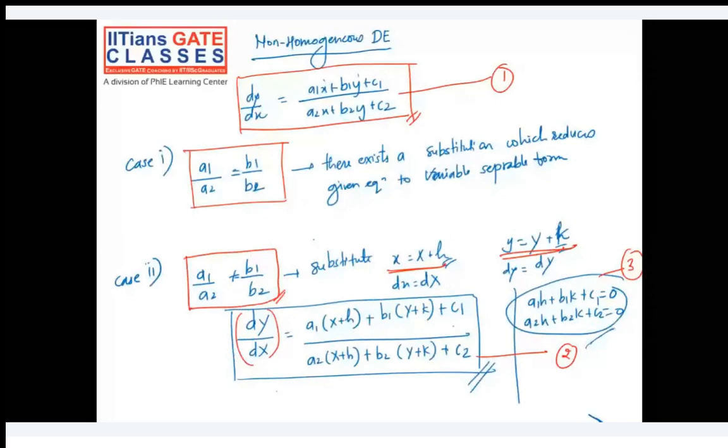This is just for your information. If you look into the previous year papers, we haven't got questions on non-homogeneous, but you should know how to deal with the problem. So there can be two kinds, case 1 and case 2. Case 1 is a1 by a2 equal to b1 by b2, which is very simple; just by solution you can get the answer. And the second one is a1 by a2 not equal to b1 by b2. You have to get the values of h and k. That is a little tricky part. Okay, any doubt till this?